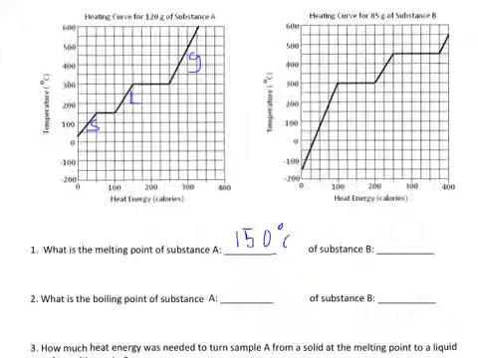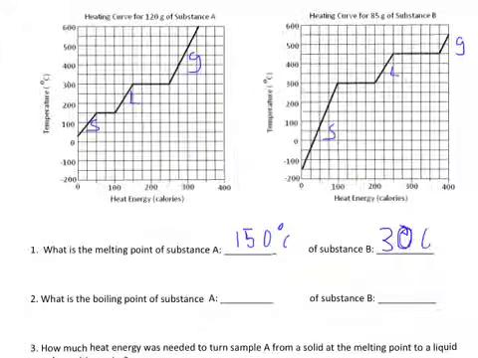Well, okay, so we're going to look here. I'm going to say this first slope here is where it is a solid. The second slope here is where it is a liquid, and the third slope here is where it is a gas. So melting involves a change from solid to liquid. That happens here at 300 degrees Celsius.